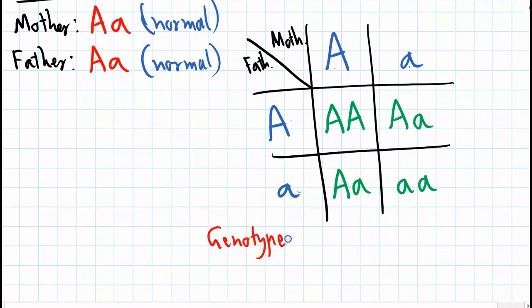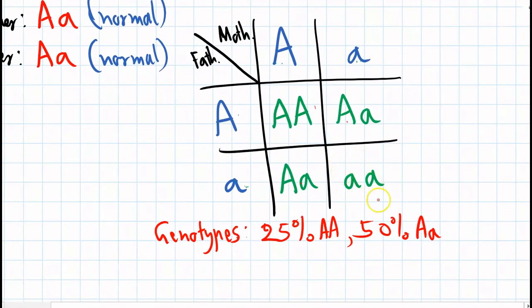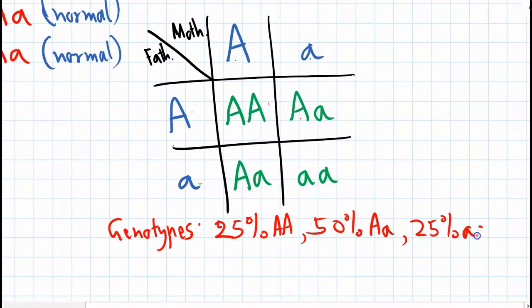So the possible genotypes. Well, we can see we've got 25% will be big A, big A, so a quarter. 50% are going to be heterozygous, because there's two possible ways to make a heterozygous child out of 4. 50% heterozygous. And then there's another 25% homozygous recessive. Small a, small a. Okay, that's only the genotypes though.